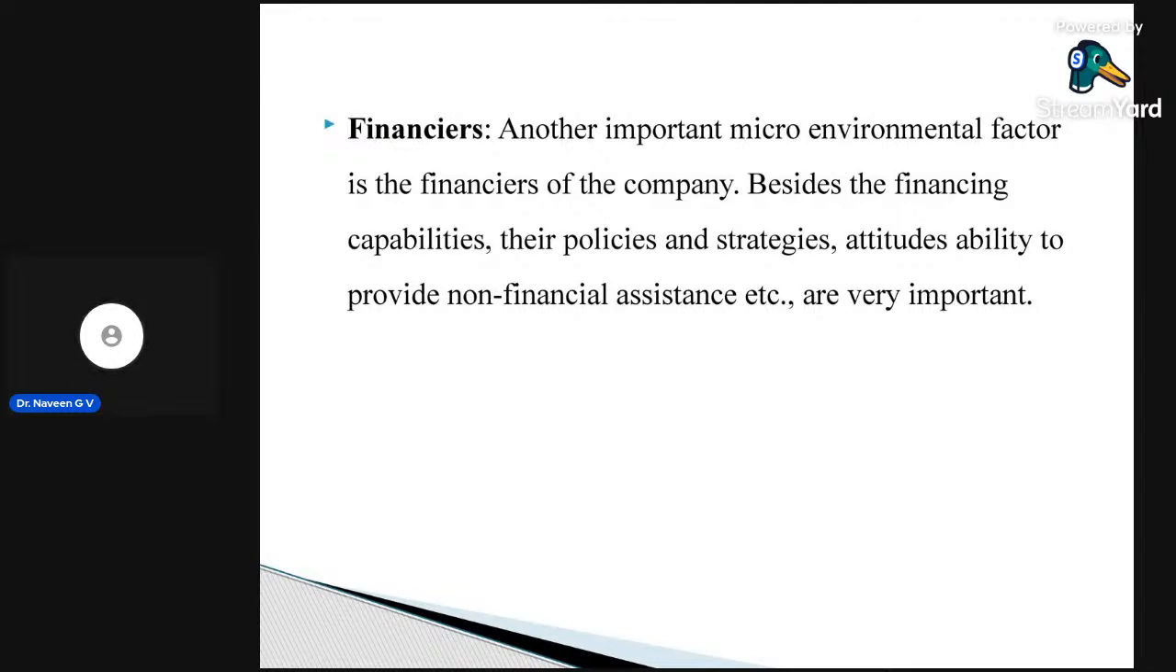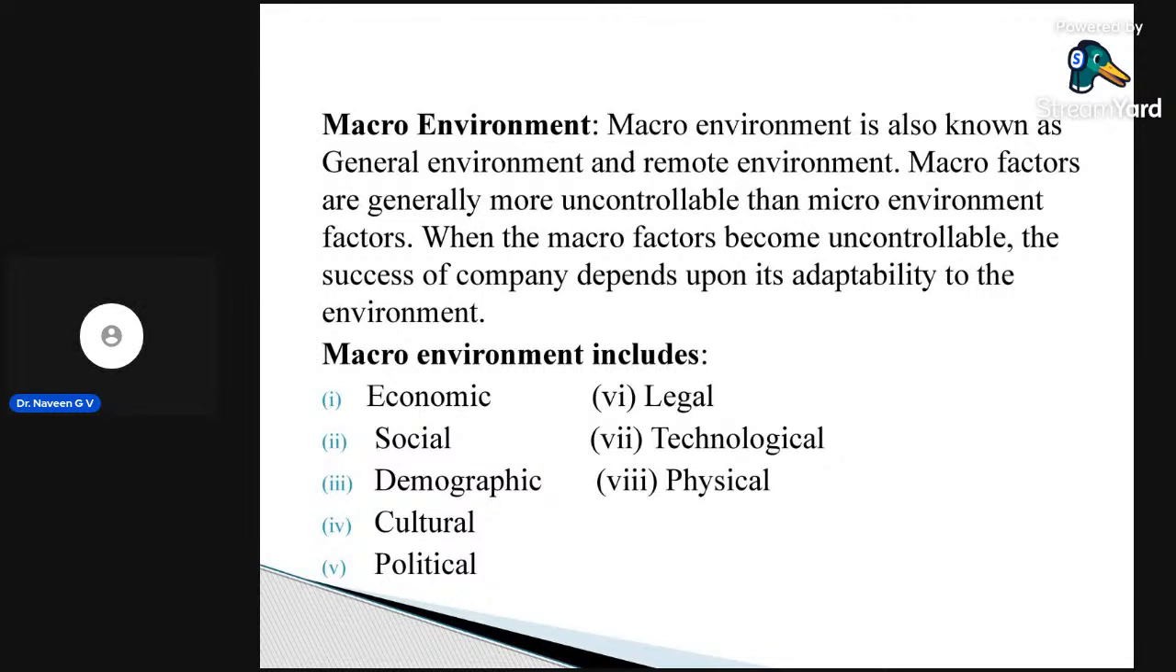Then we come to the point of the macro environment. The macro environment is also known as the general and remote environment. Macro factors are generally more uncontrollable than the micro environment factors, which, as we have already discussed, can be controlled. It means that in the micro environment we can control, but compared to that, macro factors are more uncontrollable. When the macro factors become uncontrollable, the success of the company depends upon its adaptability to the environment.